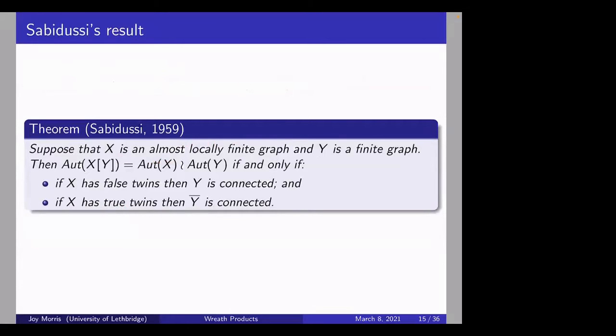So Sabidussi's 1959 result was that if your first graph is almost locally finite and your second graph is actually finite, then the automorphism group of the lexicographic product will be exactly the wreath product of the automorphism groups, which is what Harari was trying to get, if and only if two conditions hold. First of all, if X, the first graph, has false twins, then the second graph has to be connected. And if X, the first graph, has true twins, then the second graph, Y, has to be connected. Sorry, its complement has to be connected.